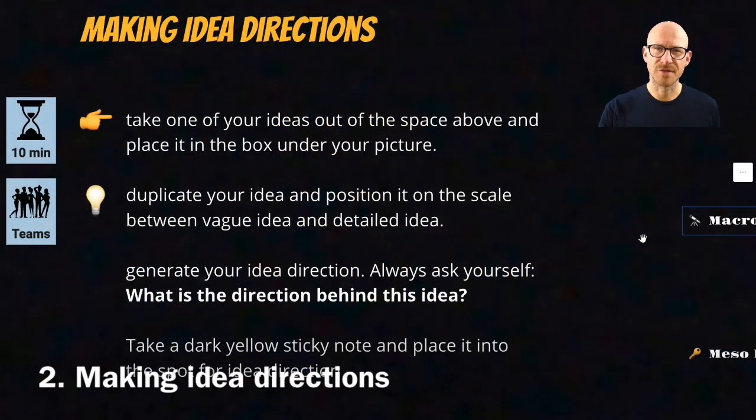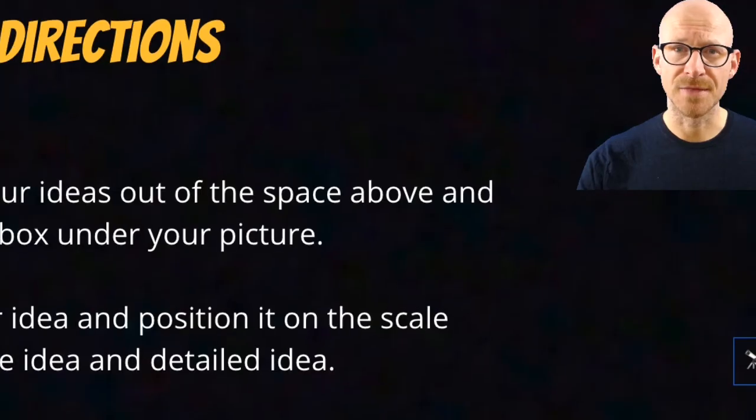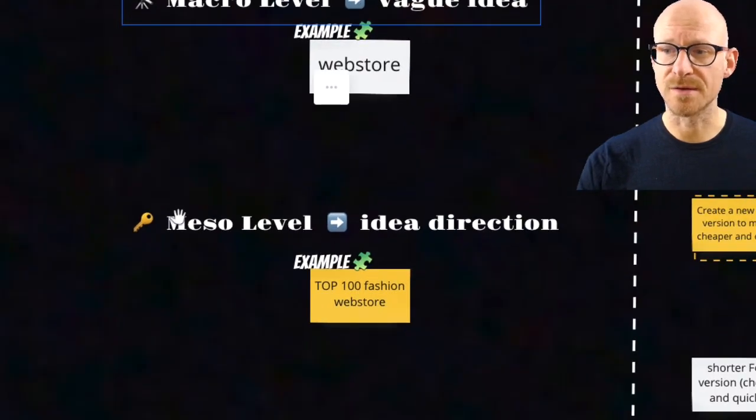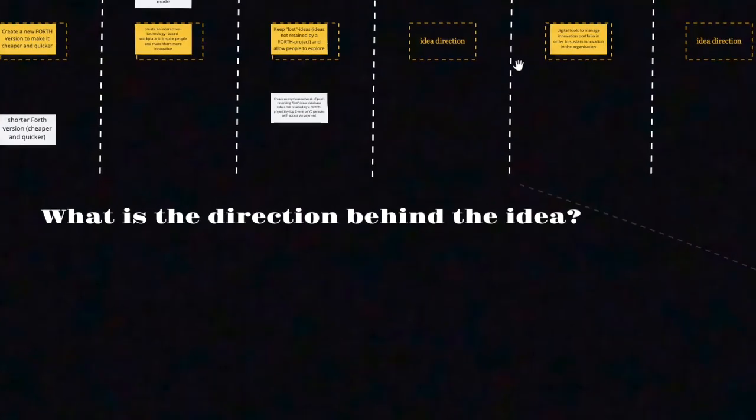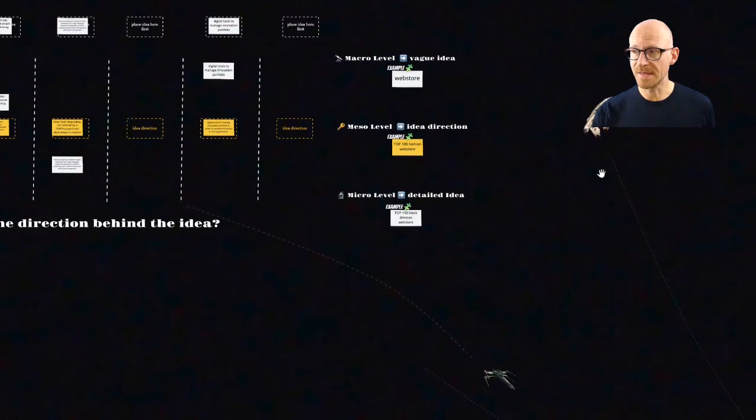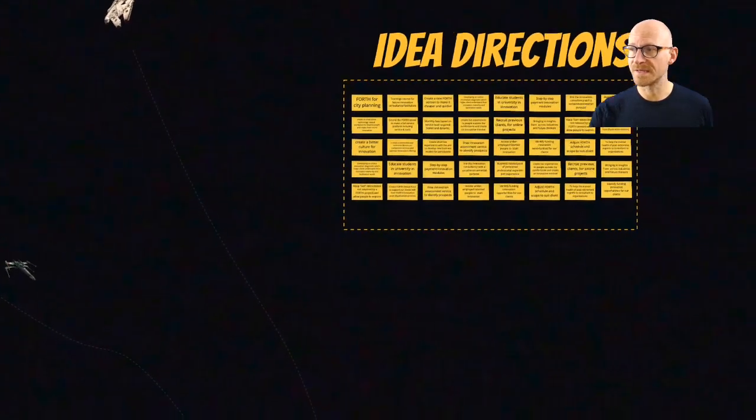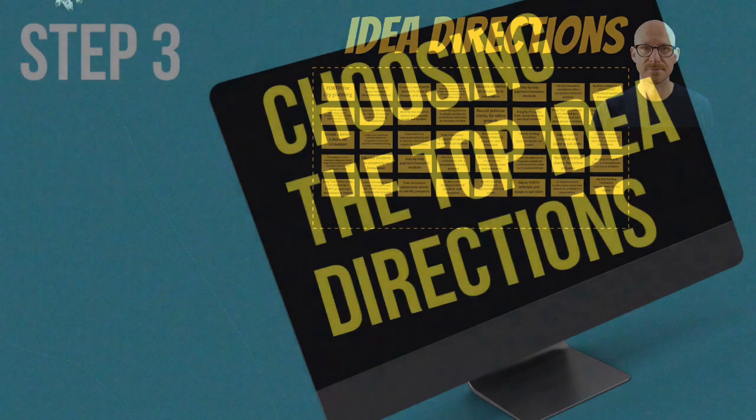The second step of how to select the best concepts is making idea directions. Most ideas are either way too vague or way too detailed, and the goal of this step is to bring them to a meso level. The main question always is: what is the direction behind the idea? That helps him to generate the right idea directions. At the end, we have idea directions for all ideas.